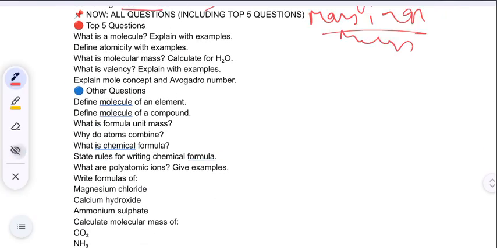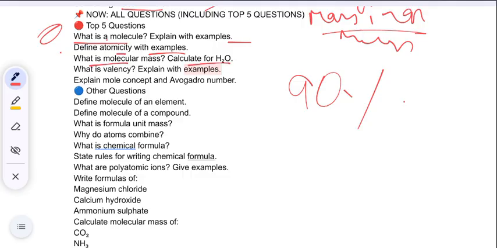Now there are some top 5 questions which have a 90% chance of appearing in an exam. What is a molecule? Explain with examples. First question. Define atomicity with examples. What is molecular mass? Calculate for H2O.